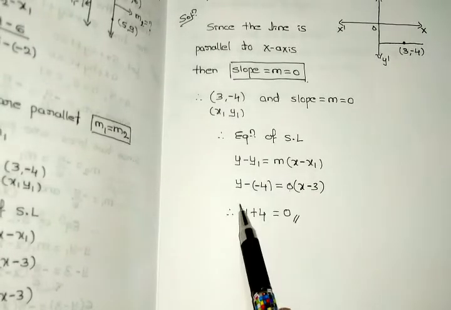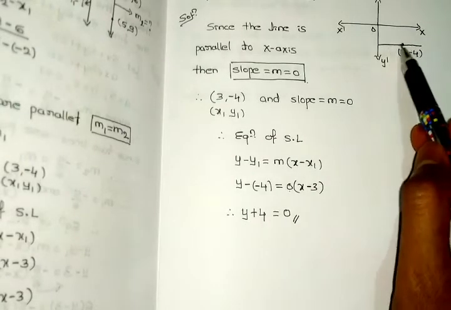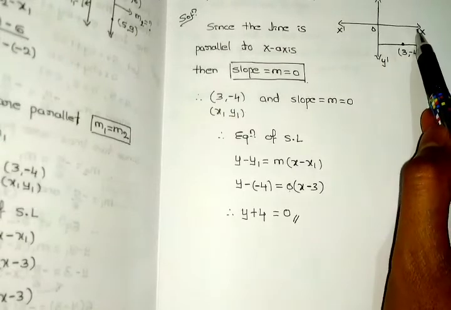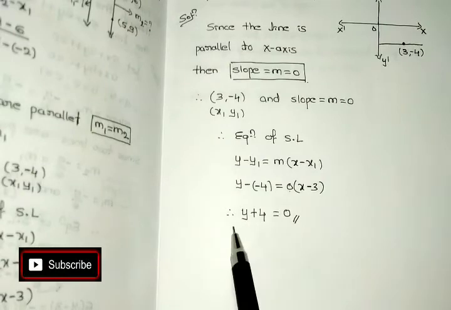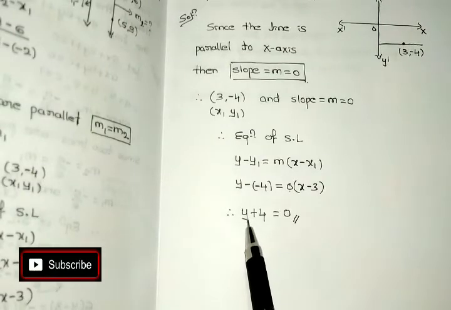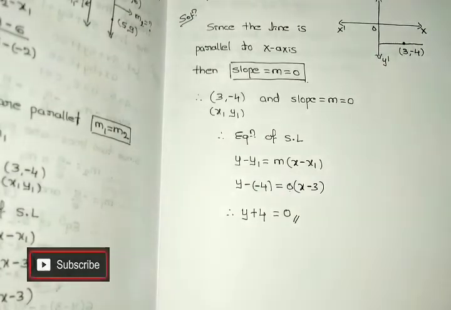Here, one thing you observe: you are not getting the x value. Why are you not getting the x value? Because this line is parallel to the x axis. Because of that reason you are not getting the x value. Therefore the required equation of the straight line is y plus 4 is equal to 0.